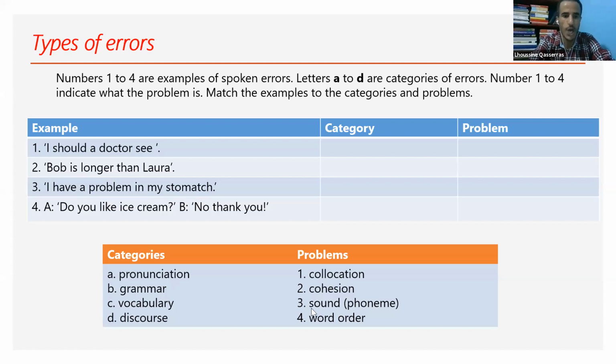Okay. Good. Do you like ice cream? No, thank you. There is no harmony. It is discourse, okay? So D, number 2, cohesion. All right, very interesting. Most of you identified the categories and problems. Good. So these are some types of spoken errors, especially when your learners are speaking. Okay, how would you correct them? What are the types? Good. Let's move on to the next slide.